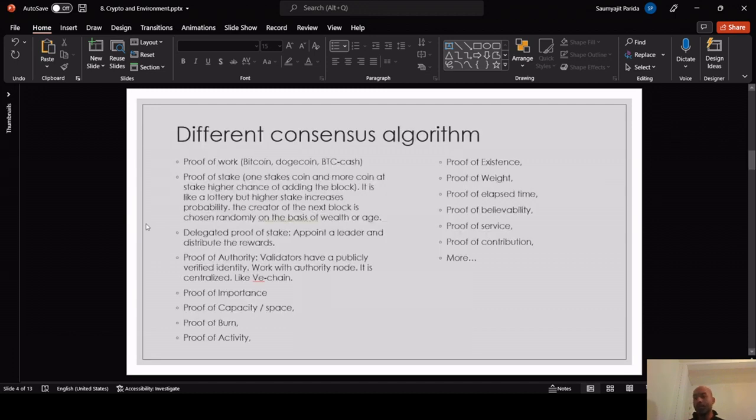Different types of consensus algorithms. We already saw this slide in the previous video. There are different types of consensus algorithms. There is proof of work, proof of stake, delegated proof of stake, proof of authority, and what each means we already discussed in the previous video. Proof of importance, proof of burn, proof of activity. Shiba Inu is going for proof of burn.